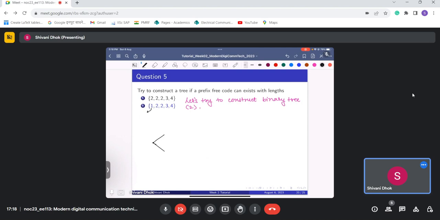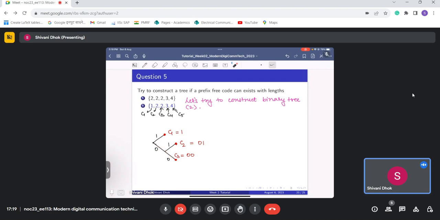Now here we have been given the case that this is C1, this is C2, C3, C4, and C5. This C1 is of length 1. So let's say this one here is C1, which is 1. Now, the next two code words are both of length 2, which means I need to branch it out once more, like this. These both are of length 2, that is here and here. So this is C2, which is 0, 1, and this is C3, which is 0, 0.